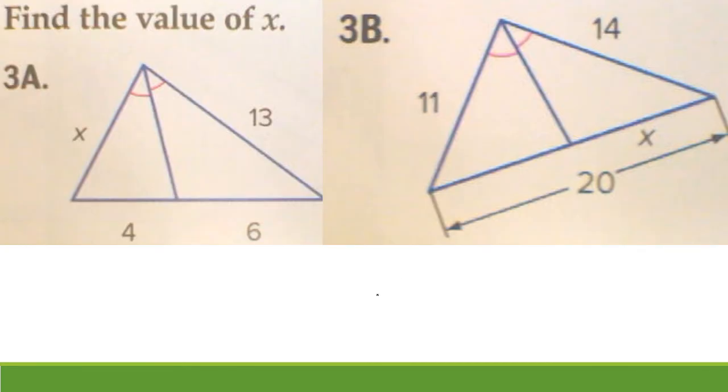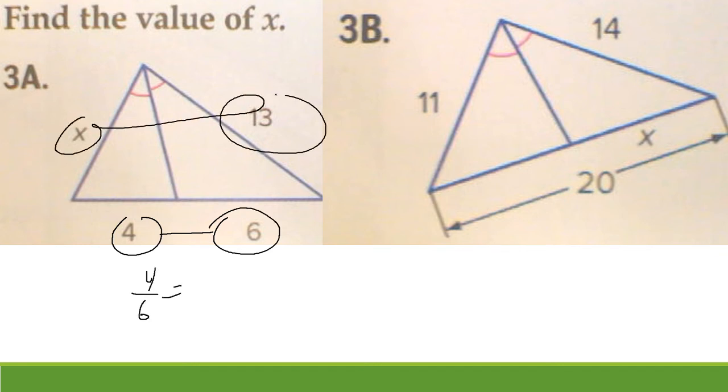So let's take this and see if we can mess with it a little bit. If I have this triangle, this is obviously an angle bisector because it splits this angle in half. And again, this only works if you have an angle bisector as your midline. So it doesn't work for medians or altitudes. This is only for angle bisectors. So that means that I can do split is to split, so 4 is to 6 as long is to long, so as x is to 13. And then you cross multiply.